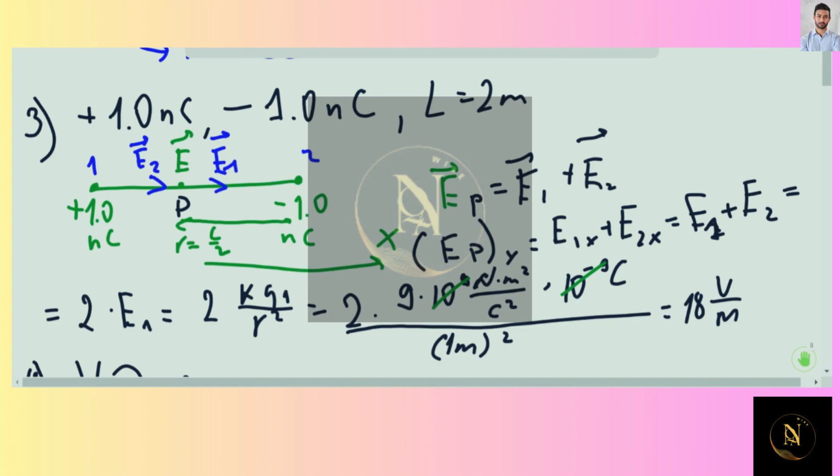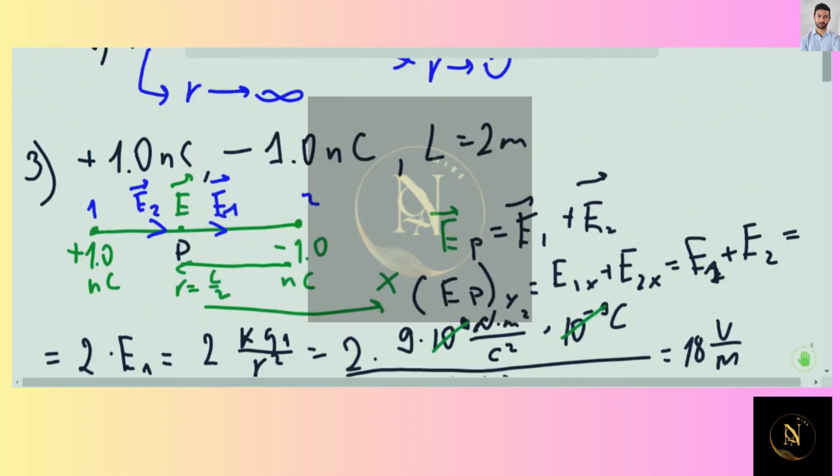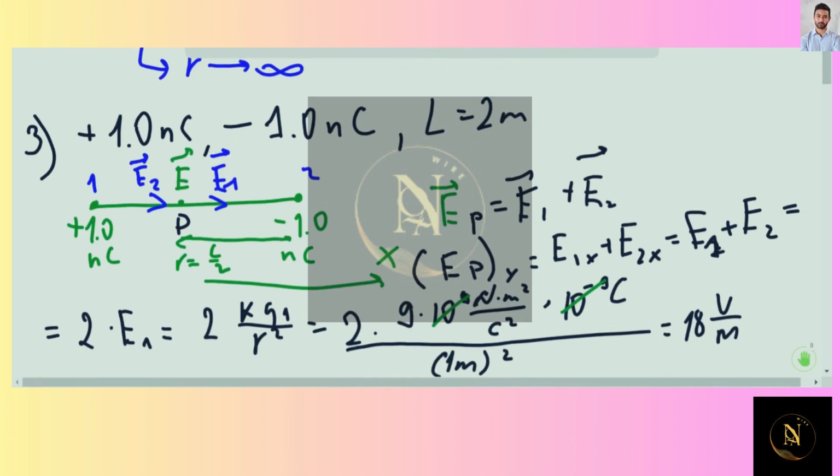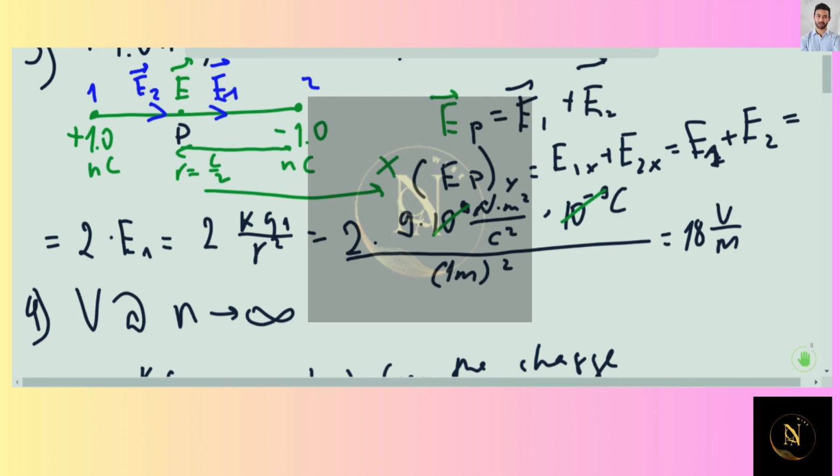But due to the fact that the first charge is positive, it will create a field which is directed away from this charge, and the second charge is negative, so it will create a field which is directed towards this charge. Therefore, when projected on the x-axis, we get a sum of two electric fields, which equals 2 multiplied by kq over r squared, because both charges have the same absolute charge.